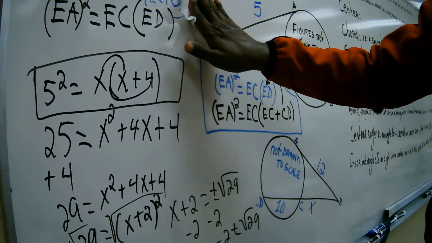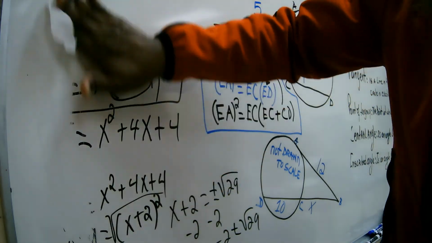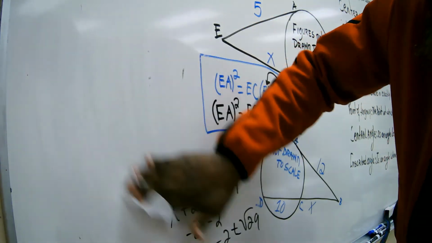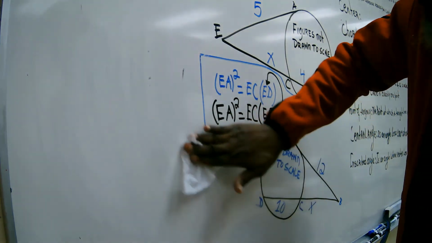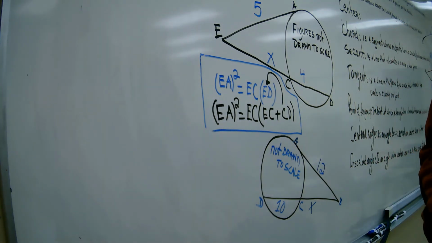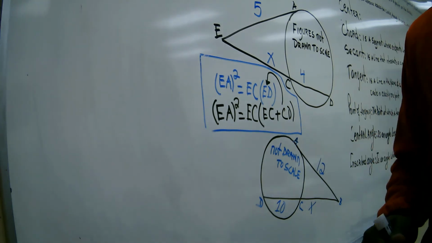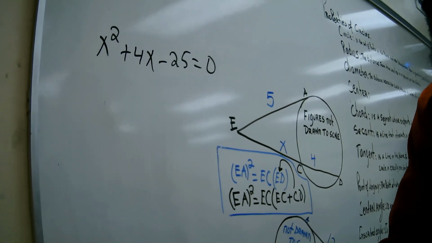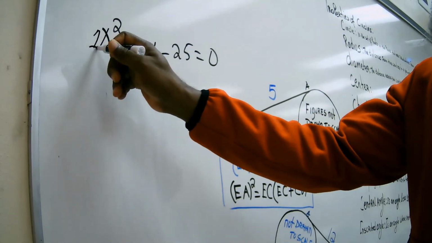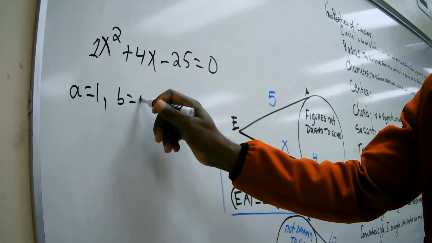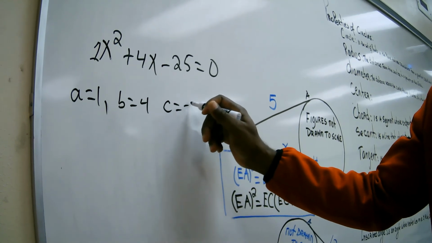In this case, to use the quadratic formula, it's a formula. If you watch the videos on the completing the square method, you will see where we derive the quadratic formula by using the completing the square method. So in this case we will have this equation. A is 1, A is the leading coefficient, there's an invisible 1 here. In this case, A is 1, B is 4, and C is negative 25.